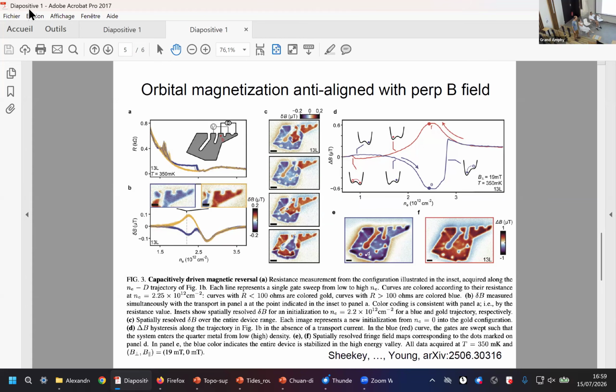It's first order, so it must be. You're stuck in a metastable state. Here, it's interesting versus temperature. Here we have the problem that you scan up and down.